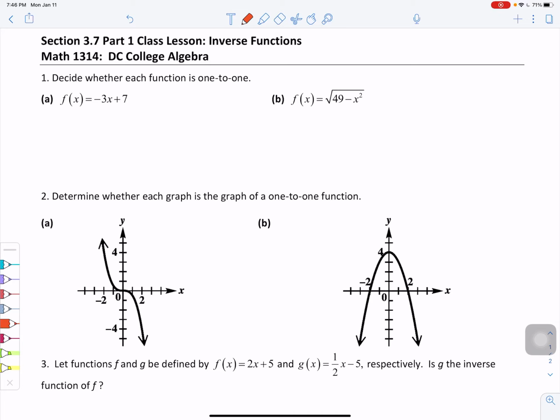This is class lesson 3.7, part 1, inverse functions. We're going to begin with number 1, and we're asked to decide whether each function is one-to-one or not.